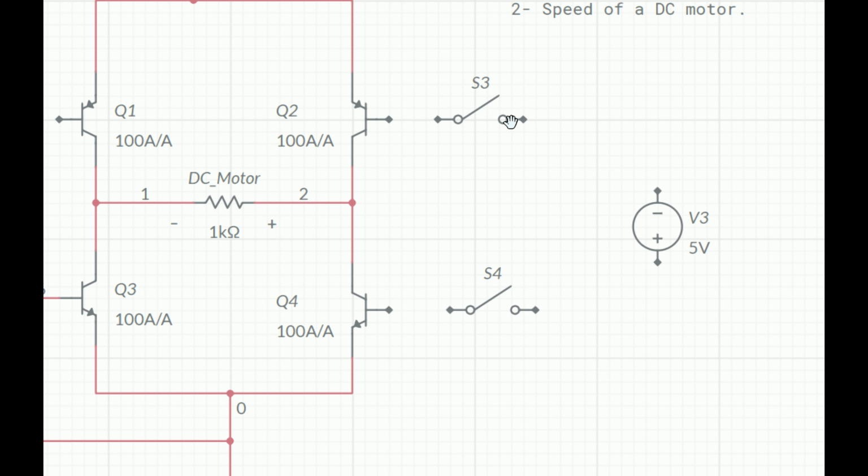Now for the simulation purpose, I will also connect the negative side to the ground as well, else the simulation causes problems. So for every simulator software you have to do this. Now guys, this is our new circuit.